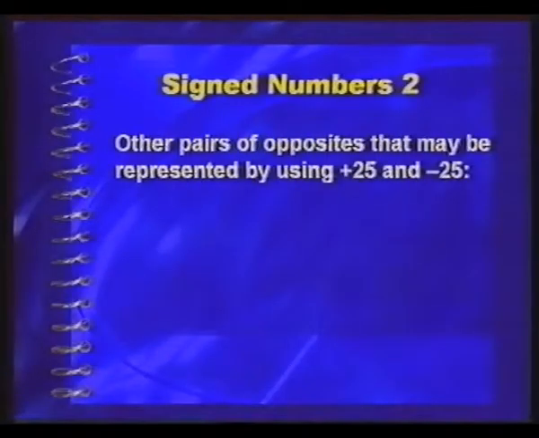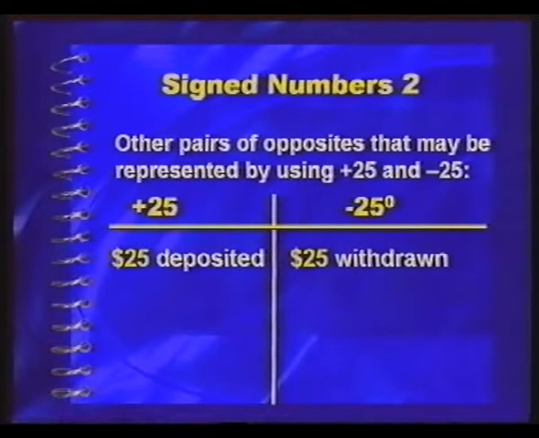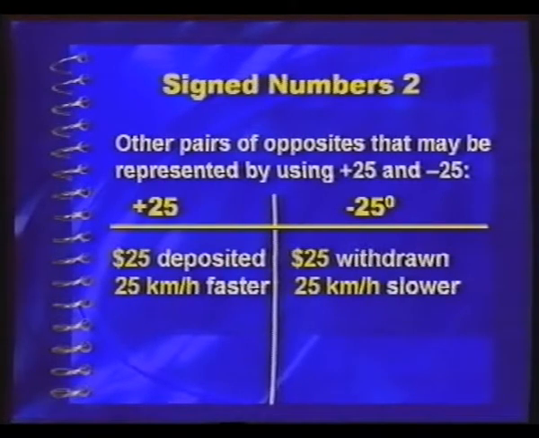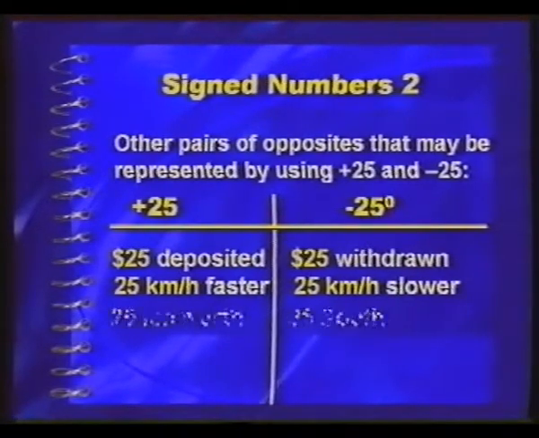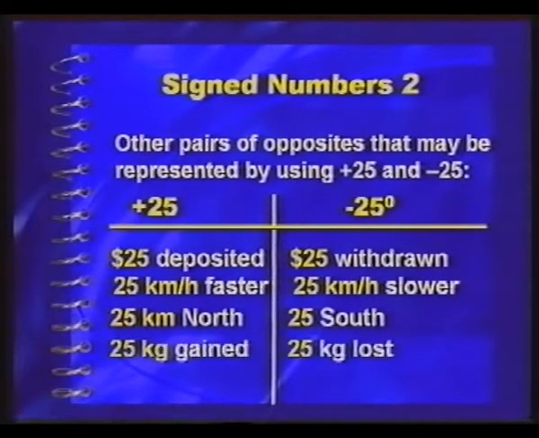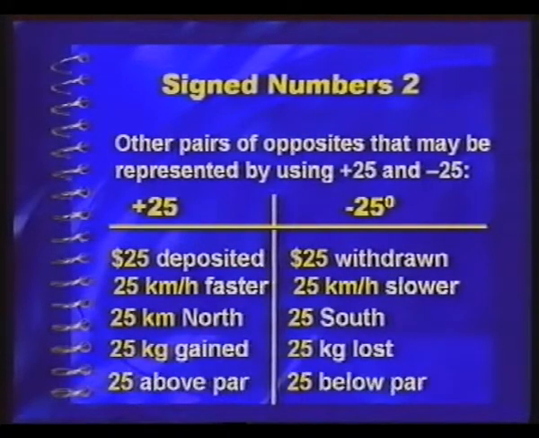We'll now have a look at some other examples of opposites. It's not necessarily temperatures. You could have, for instance, $25 deposited, $25 withdrawn. You could go 25 kilometers per hour faster, 25 kilometers per hour slower. See, they're all opposites. One is positive, the other one is negative. 25 kilometers north, 25 kilometers south. 25 kilograms gained, 25 kilograms lost, etc. You can talk about golf as well: 25 above par, 25 below par. See, there are many problems where we deal with these positive and negative values.